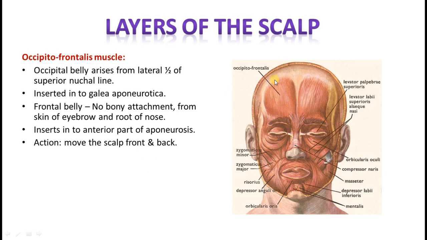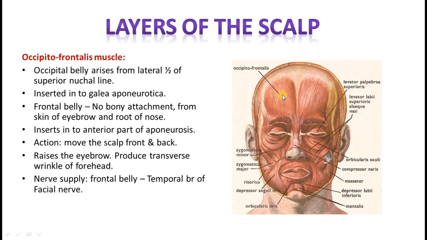When the frontal belly alone contracts, it produces transverse lines on the forehead. The frontal belly is supplied by the temporal branch of the facial nerve, whereas the occipital belly is supplied by the posterior auricular branch of the facial nerve. So whether it is the temporal branch or the posterior auricular branch, the facial nerve supplies this occipitofrontalis muscle.